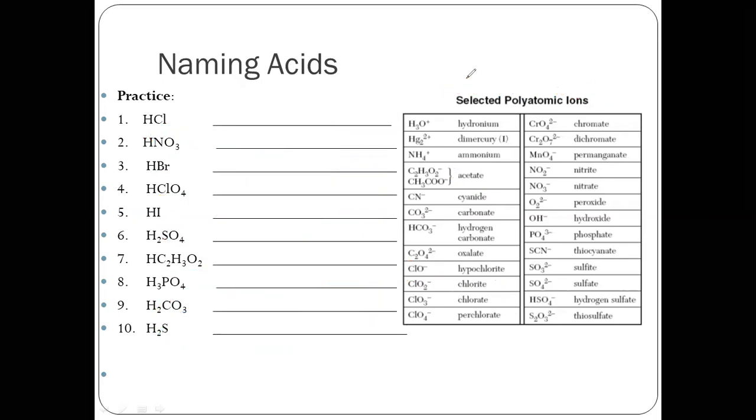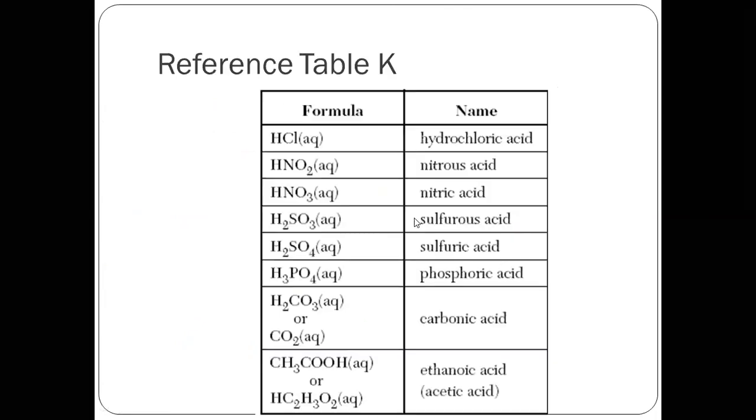Oh, before we do that, I forgot, we're going to talk about what's in your reference table. So if you look at reference table K, there's a list of acids there. So these are the most common acids that you'll use. So HCl, hydrochloric, nitrous, nitric, sulfurous, sulfuric, phosphoric. So the weird ones are there, so you don't have to memorize that. Carbonic and ethanoic acid, or acetic. I always call it acetic acid.